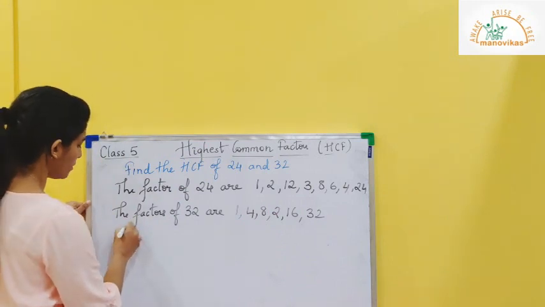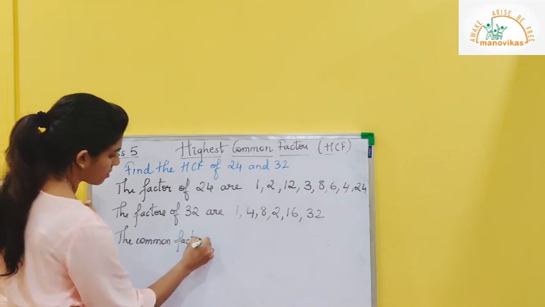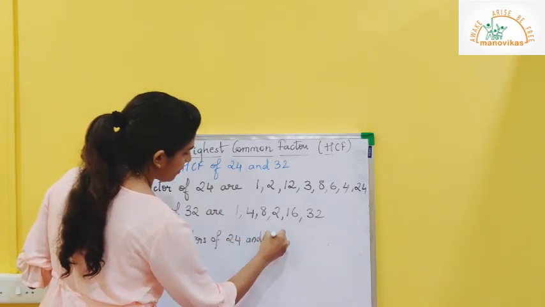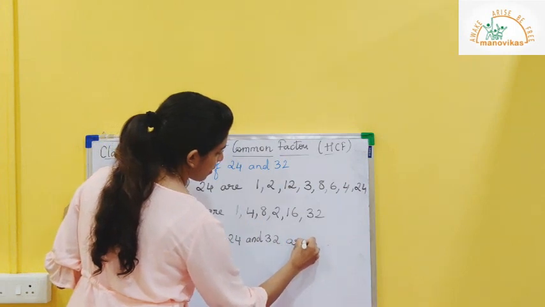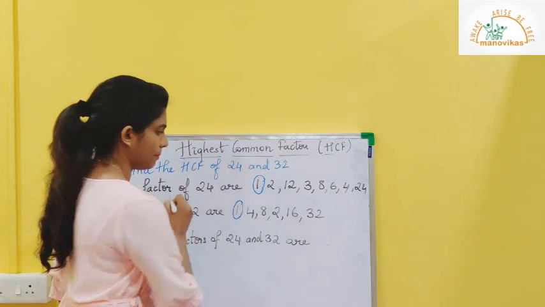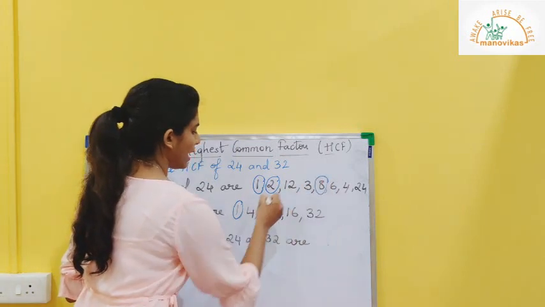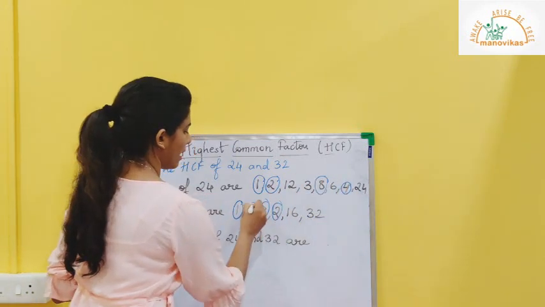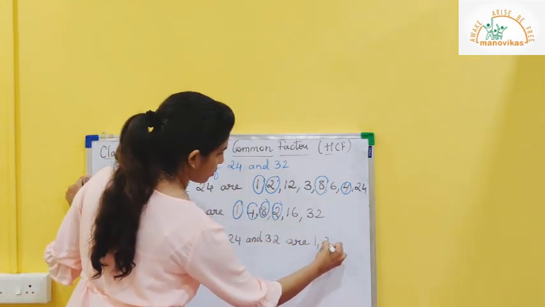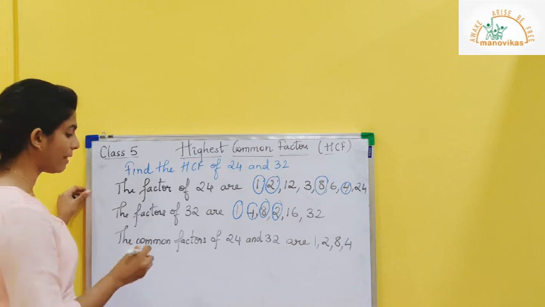So we will see what are the common factors. The common factors of 24 and 32 are, which are the common factors here, students? 1 and 1, 2 and 2, 8 and 8, 4 and 4 are the common factors. I will write here 1, 2, 8, 4 are the common factors of 24 and 32.